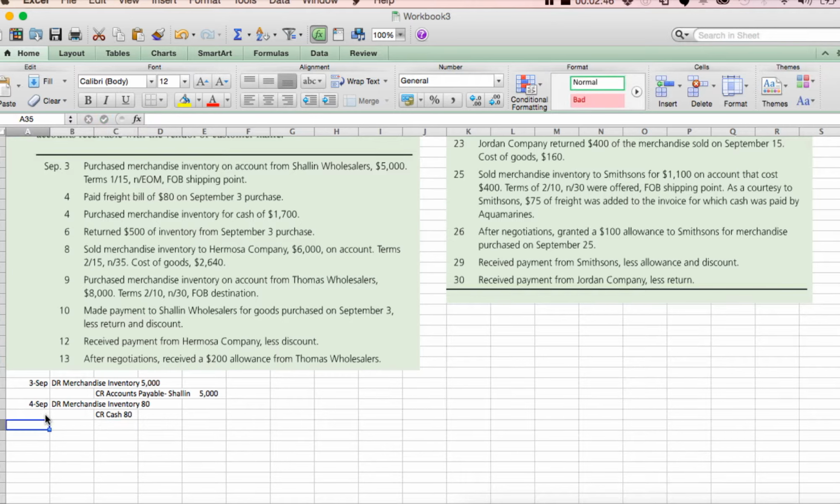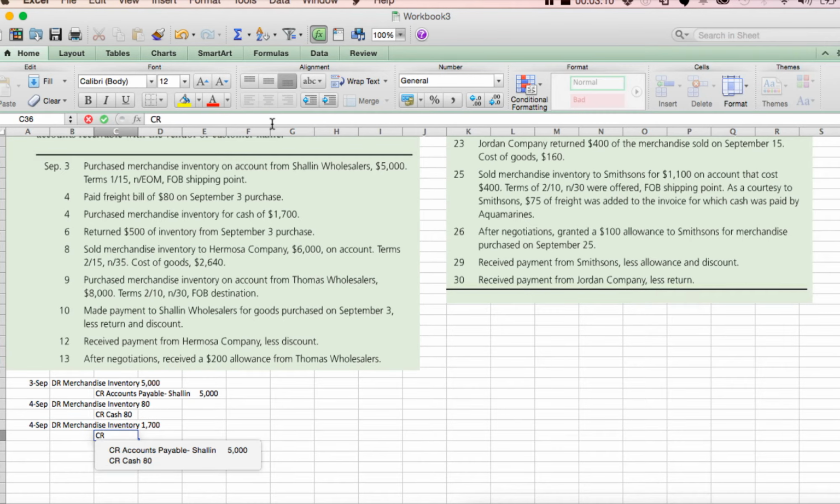Okay, also on September 4th. Purchased merchandise inventory for cash of $1,700. Okay, again, we'll just select one of these. We got to change the number there. $1,700 of merchandise inventory is purchased. Debit to merchandise inventory, $1,700. And this is going to be a credit to cash for $1,700.